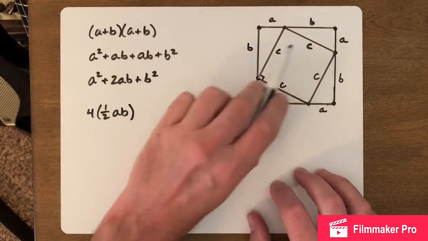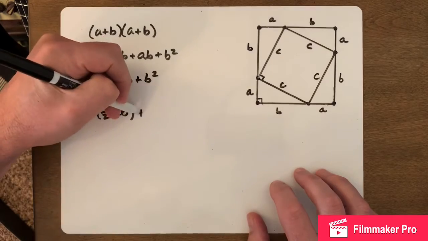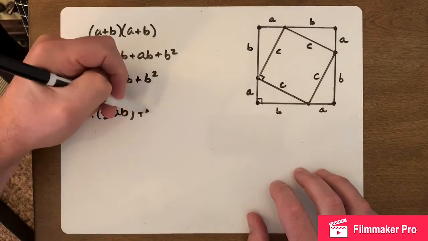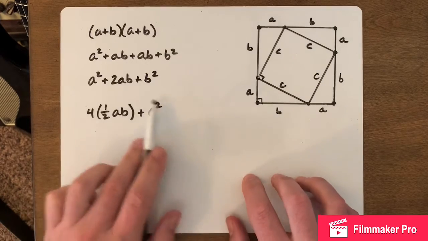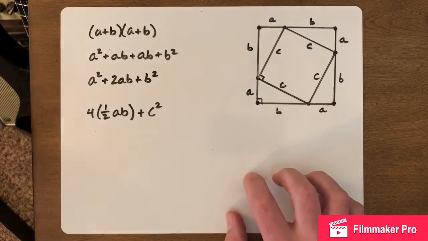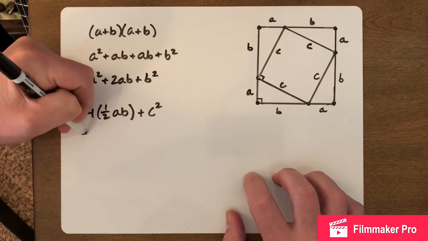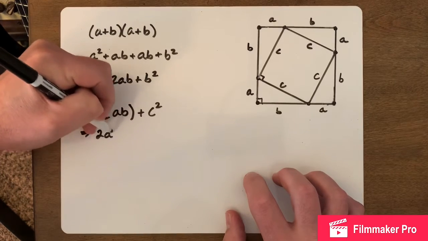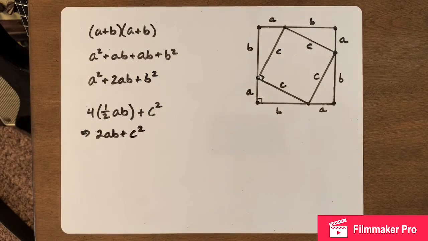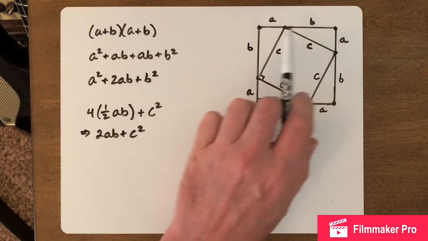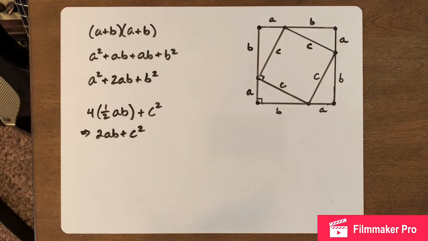plus the area of the square in the middle, which is just going to be C times C, which is C squared. Now, if I simplify this a little bit, 4 times 1/2 would just be 2, right? So that's actually equal to 2AB plus C squared. Now, I did that 2 different ways, but even though I did it 2 different ways to find the area of this big square, both of those ways should be equal, right? Because it's the same square.